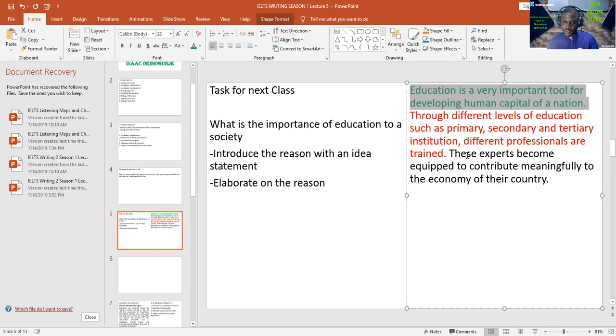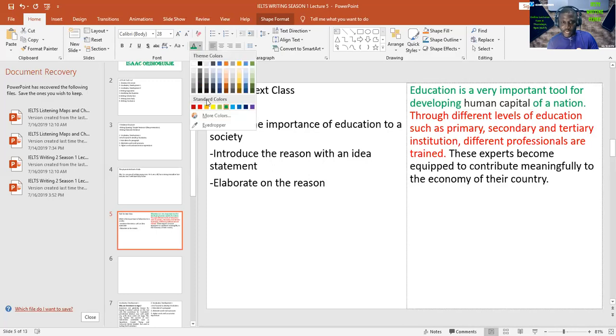Two different levels of education, such as primary, secondary, and tertiary institution, different professionals are trained. I just went a bit further because I want us to start building more than one sentence follow-up now. These experts, who are the experts? Professionals, because I have mentioned them. One logical way to build your sentence is through keywords. What are the keywords here? Human capital. Can you see human capital?